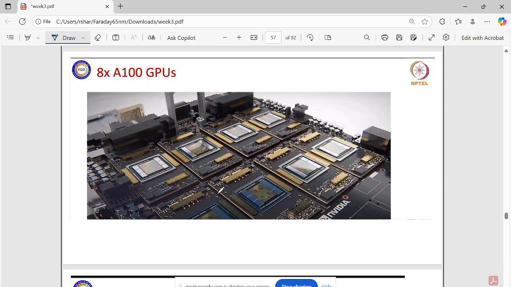This GPU is then put into a motherboard. Multiple of them are put in the motherboard in the form of a GPU accelerated system. All these GPUs are connected to each other using a high speed interconnect, and they exchange data with each other.